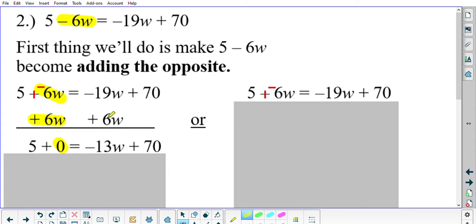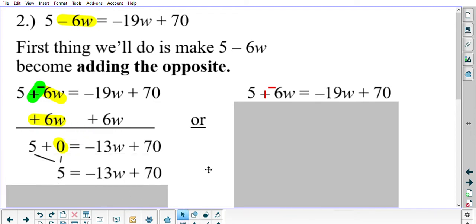So this is why I think for most of you, it's going to be helpful, at least for now, to make subtraction adding the opposite on the original equation. Then you'll know what to add by on both sides to get your 0. Negative 6 plus positive 6 is 0. 0w gives you 0. And then, of course, 5 plus 0 is just 5.